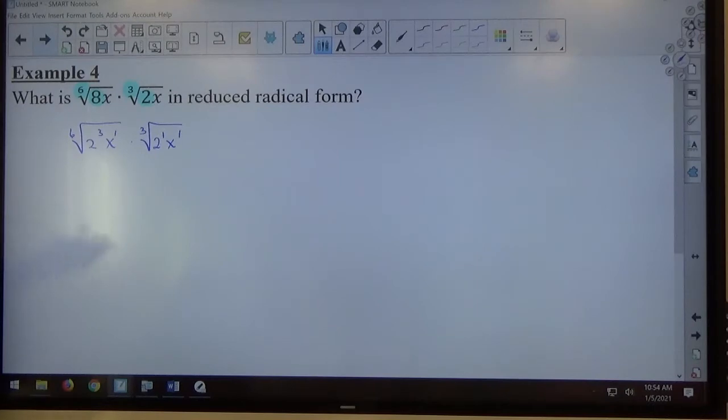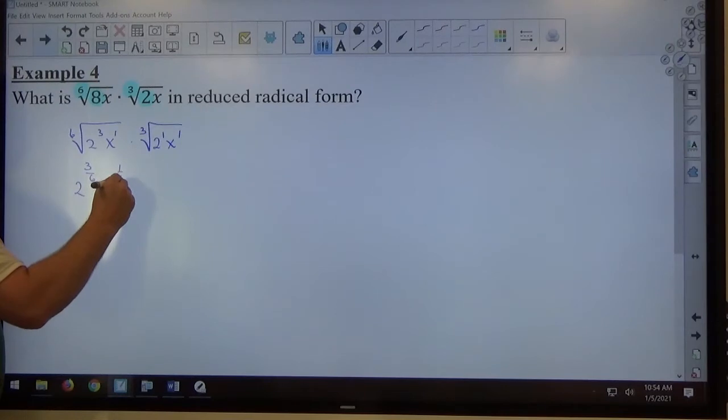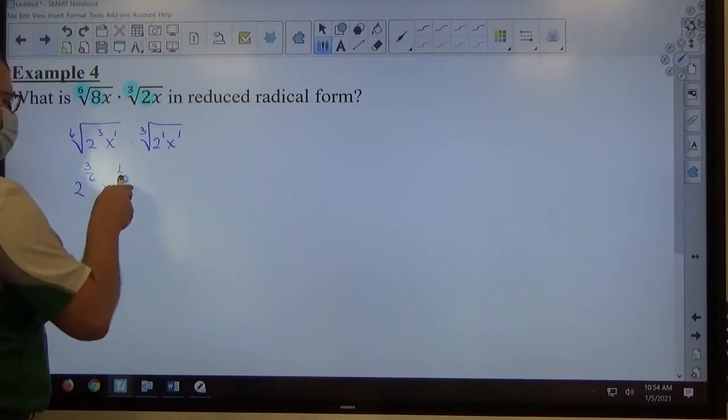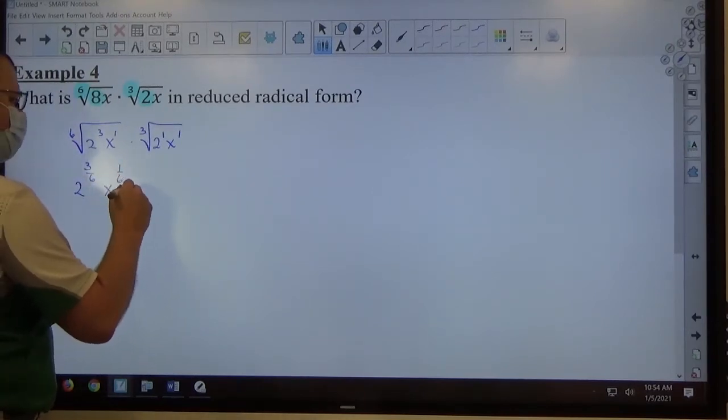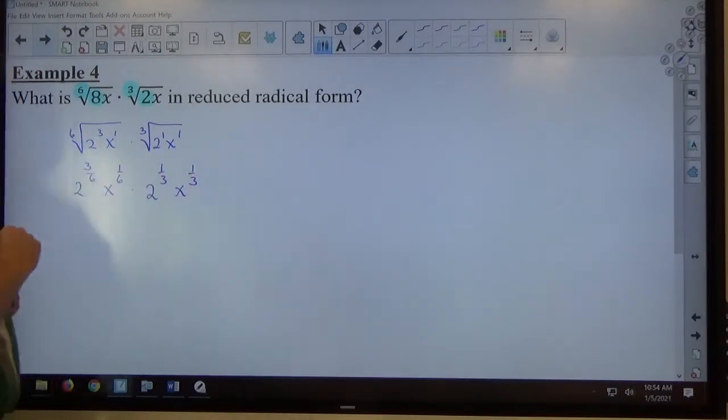So again, if we just use this technique, it works every single time. When they're the same, there's a different way you can do it. It's just a slight bit easier, but not enough to learn two different ways to do it. So this is going to be 2 to the 3 over 6, x to the 1 over 6, times 2 to the 1 over 3, x to the 1 over 3. Okay, make everything a fractional power.